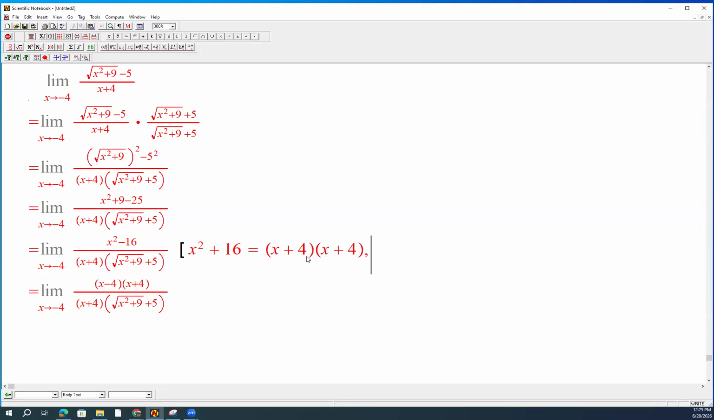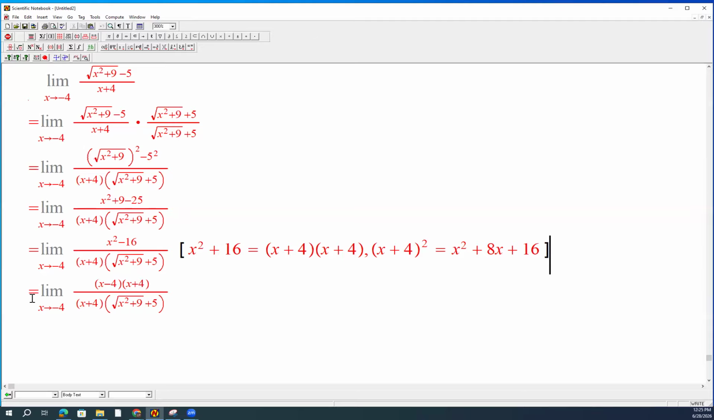And these kinds of mistakes can be easily checked by an AI tutor. So what is x plus 4 times x plus 4? That's x plus 4 squared. It equals x squared plus 8x plus 16. So you can see why that's a mistake. I don't want to see this mistake again, guys.